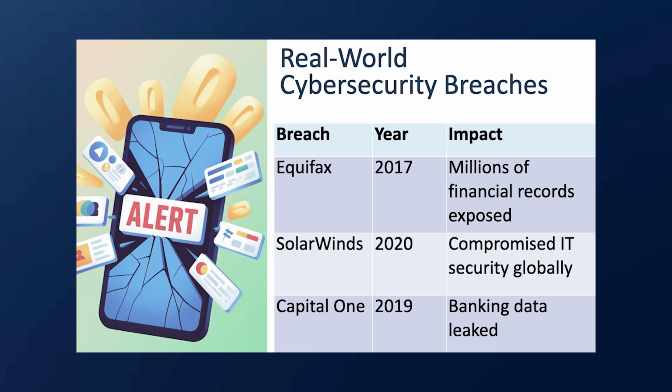Real world cybersecurity breaches. Here we have a look at the breaches year wise and their impact. That is real world cybersecurity breaches. Equifax in the year 2017, its impact is millions of financial records exposed. Next is SolarWinds. The year of breach is 2020. It compromised IT security globally. Next is Capital One, occurred in 2019. Impact is all banking data leaked.